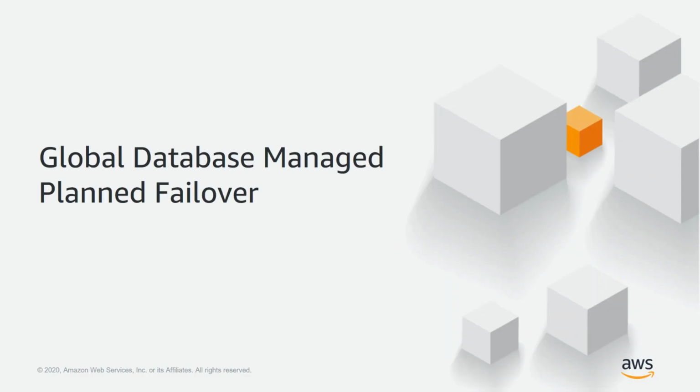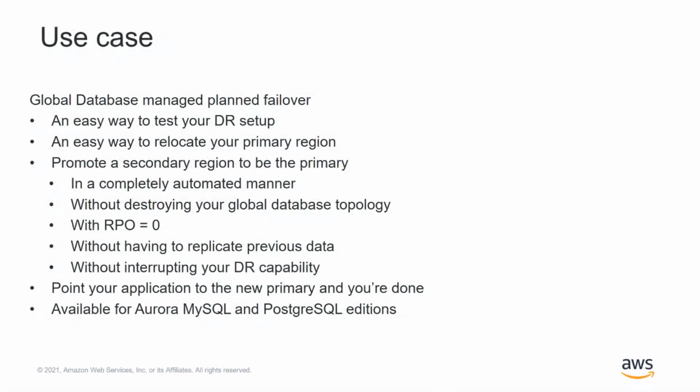Next, I want to talk about another enhancement of global databases, which is managed planned failover. When global databases were launched, you didn't have an option to move the primary region. So the primary was always the one that you started with. And what did it mean in the case of a disaster? Well, in case of a disaster, you would go to the secondary region, you disconnect it from the global database, and now it's your primary, regular primary, right?